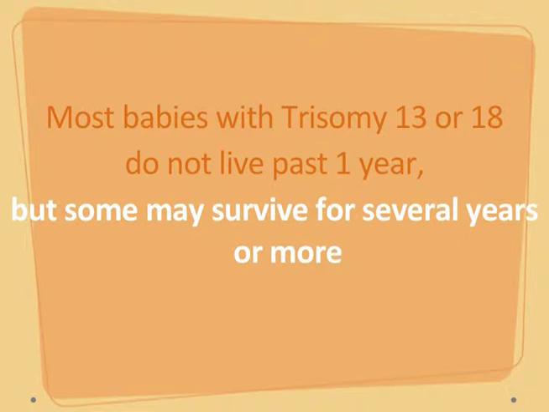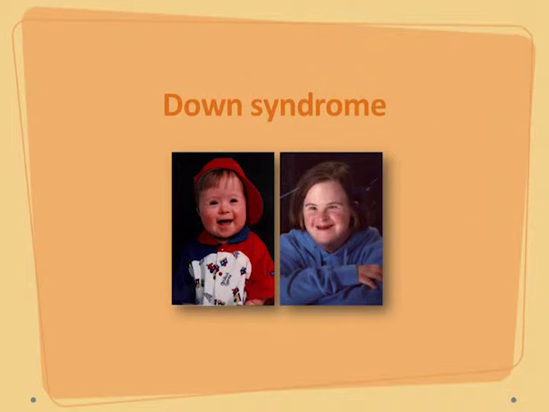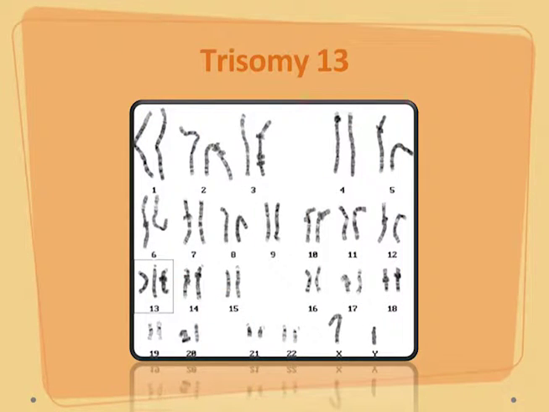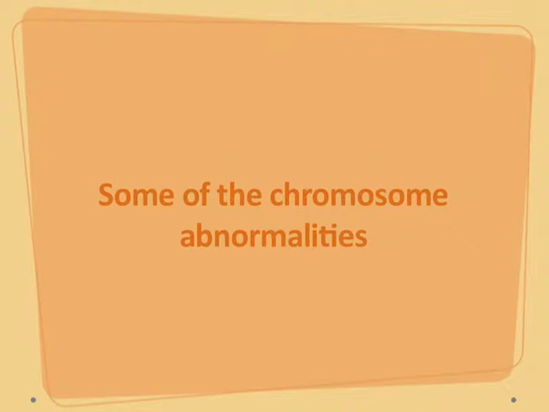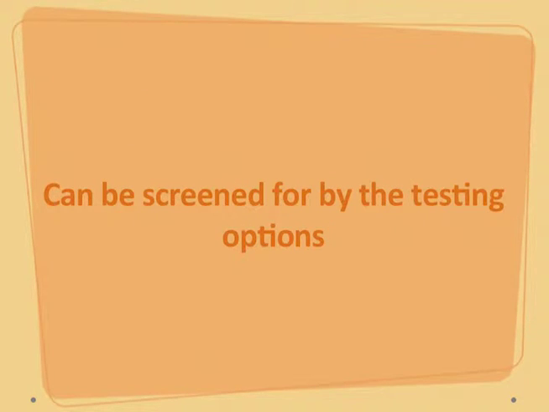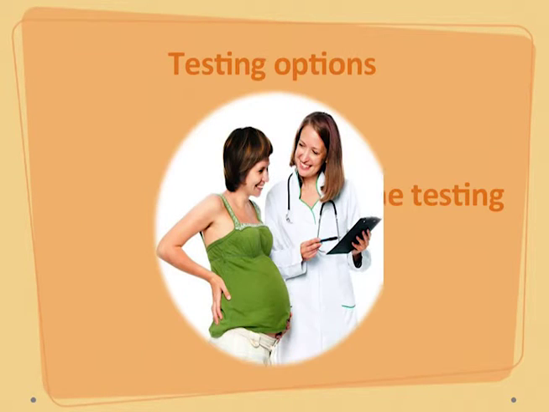Down syndrome, trisomy 13, and trisomy 18 are some of the chromosome abnormalities that can be screened for by the testing options we are about to discuss. The testing options will also screen for other specific birth defects, which we will now review.